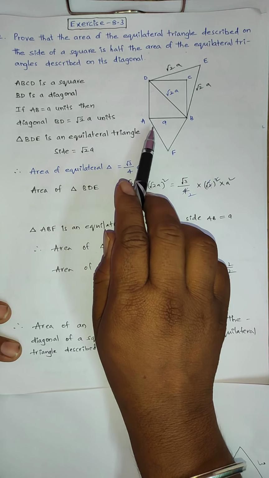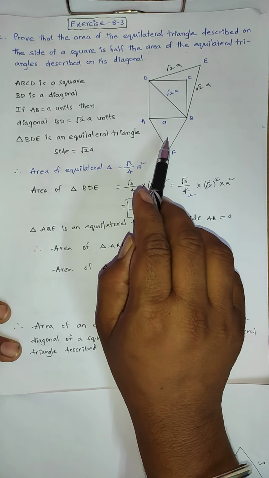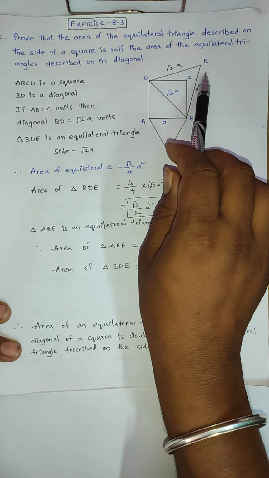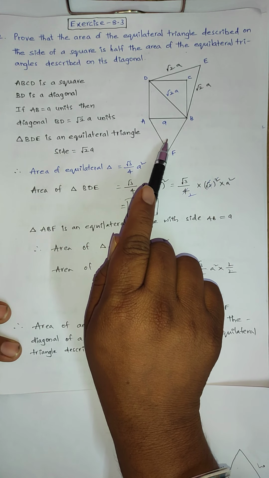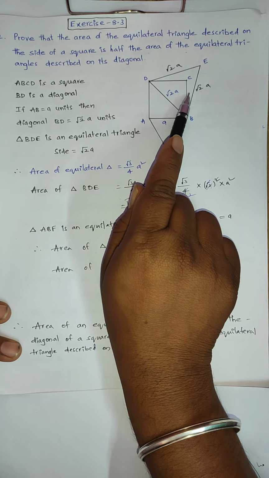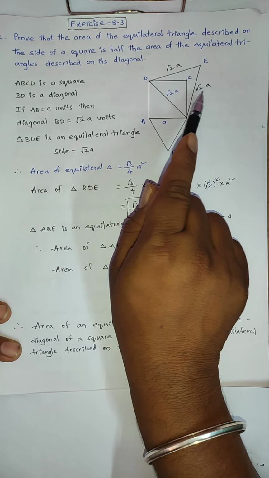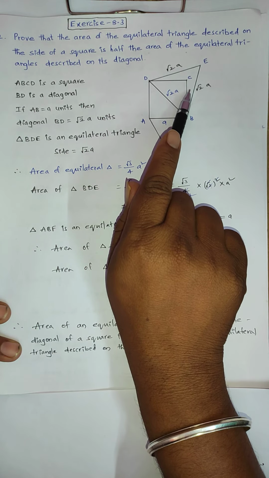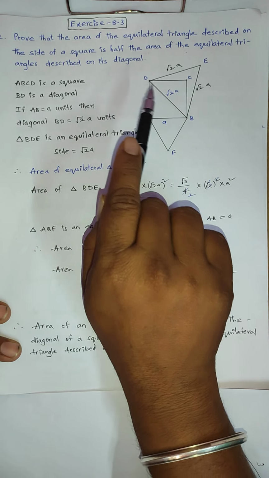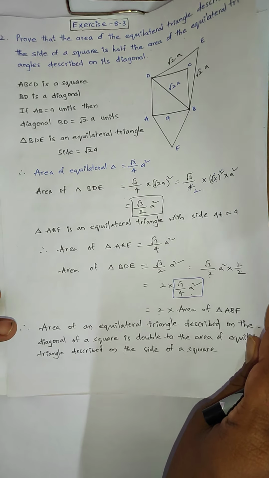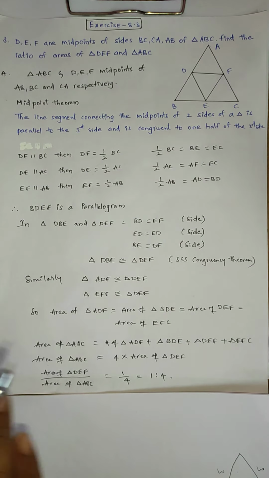2 times area of this ABF is equal to area of BDE. 2 times of this area equal to 1 time of this area. Means 1 time of this area is equal to 2 times of this area. Means half of this area of triangle BDE. Hence we proved the second one. Now third problem.